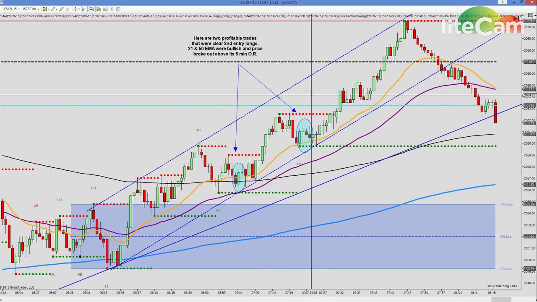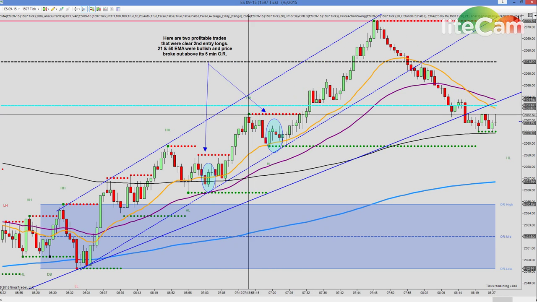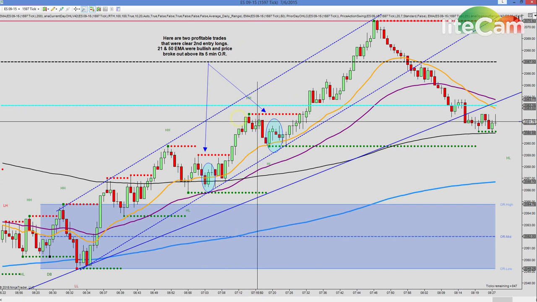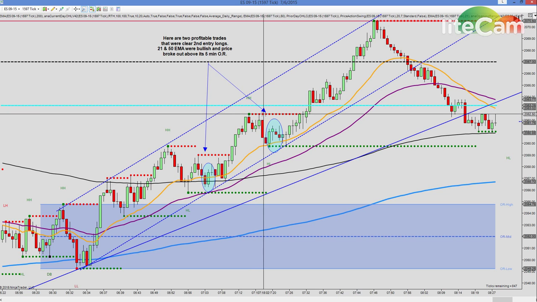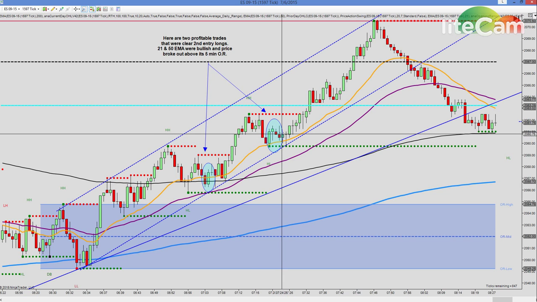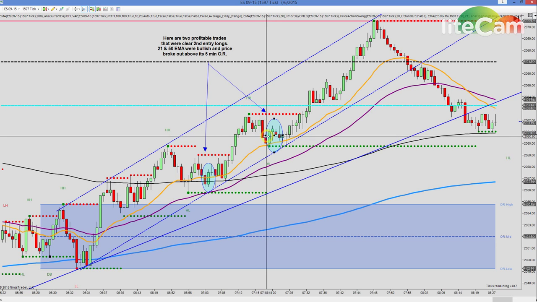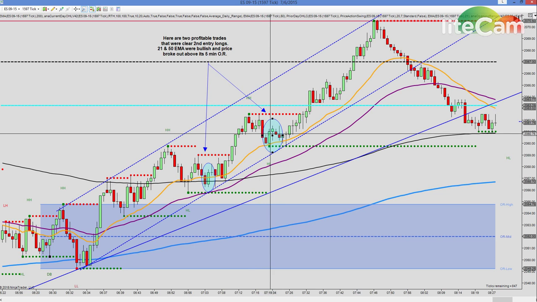And here we have another second entry long. You can see this is a swing high, and we have the first entry here, which is the first break above this bar. Then it comes back in, pulls back again, and we look for a second entry long here, circled in cyan. Again we have a bear bar as the signal bar and the break above. I like to go long on bullish bars.